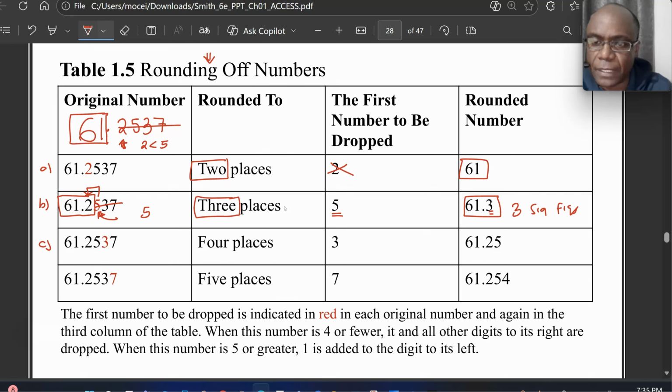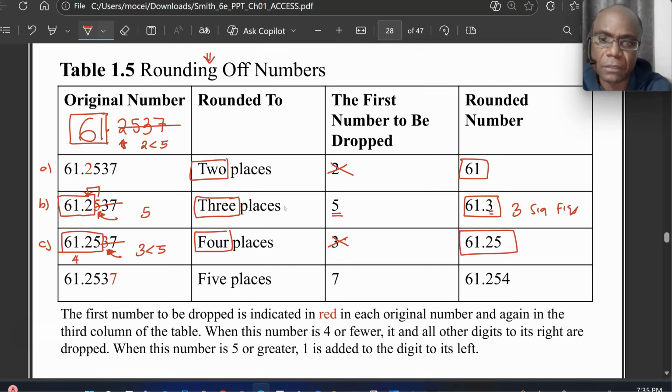Case C. I want to report my answer to 4 significant figures. How do we round off, round up? So I'm looking at 61.25. Those are 4 significant figures from the left. I look at the first number after that. 3 is less than 5, so I'll drop 3 and 7, dropping 3 first.